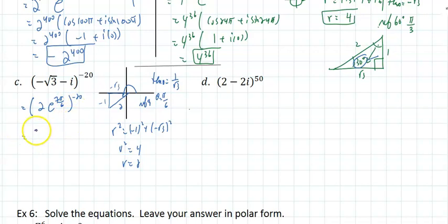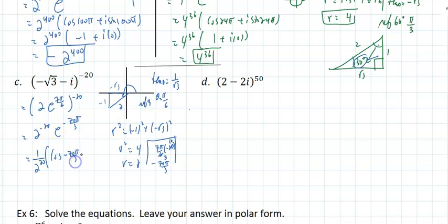Well, that would be 2 to the negative 20, e to the negative. If I take 7 pi over 6 and multiply it by negative 20, that would be a negative divided by 2, that's a 3 divided by 2, that's 10. That's 70 pi over 3, negative 70 pi over 3. That would be 1 over 2 to the 20 times the cosine of negative 70 pi over 3 plus i, the sine.